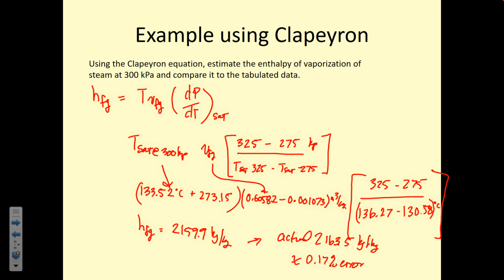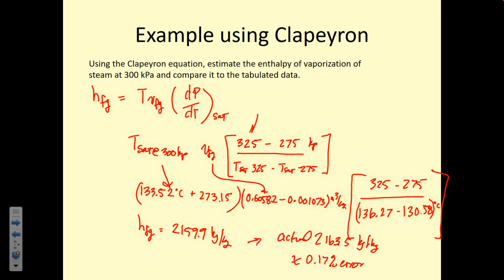So in an experiment, we would say, okay, I want to try to figure out the enthalpy of vaporization. So I'm going to see what the temperature is when, at 300 kilopascals, I start vaporizing. So you could hold the pressure constant and see what temperature it takes to start vaporizing something. Then you can measure the volume change as you go from a saturated liquid to a saturated vapor. That's easy enough to measure in a piston cylinder device.